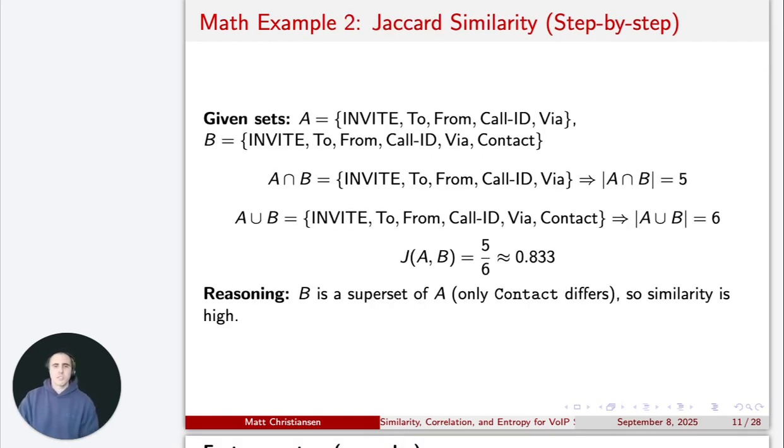And then we have Jaccard similarity. We have invite, to, from, call ID, and via for A. And then we have B, invite, to, from, call ID, via, contact. And so we take the intersection of A and B. The intersection will be, okay, they have invite, they have to, they have from, they have call ID, and they have via. There's 5. And then the union, taking all of them together, is 6. We get 5 divided by 6. B is a superset of A.